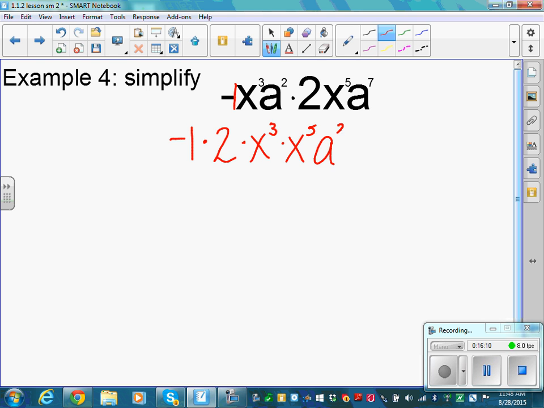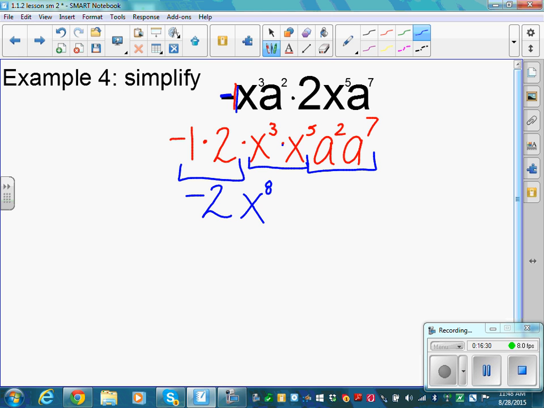And then I'm going to put my a's by each other, a squared times a to the 7th. And then I'm going to go through and simplify this piece by piece. Negative 1 times 2. Now once again, that was just a negative in front, but we know it's negative 1 in front then. But that becomes negative 2. And then we have x to the, when we multiply the same base, we add the exponents, so that's 8. And then moving on to our a's, when we multiply the same base, we add our exponents. So we have a to the 2 plus 7, which is 9. And that would be our final answer for that.